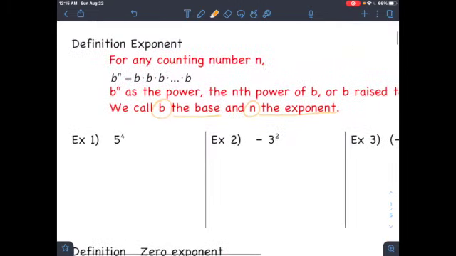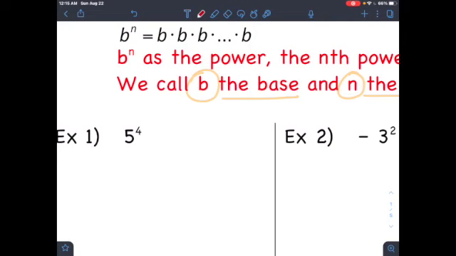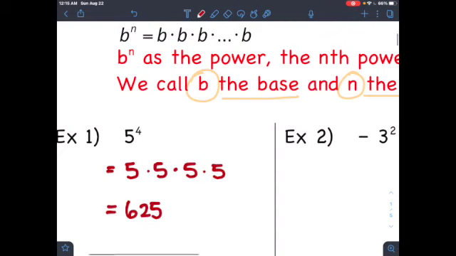In this case, we already did a lot of this kind of problem before, but we're going to review it one more time real quick. This is 5 to the 4th power. It technically is really just 5 times 5 four times, and that is going to be 625, or you can punch it in the calculator.